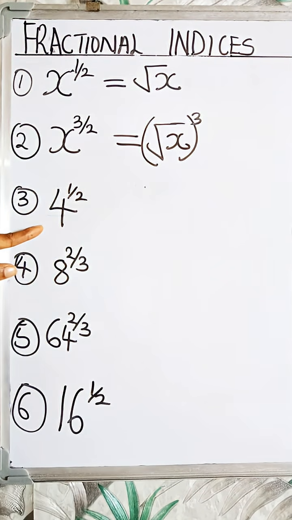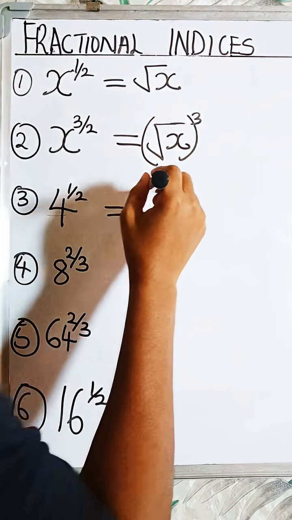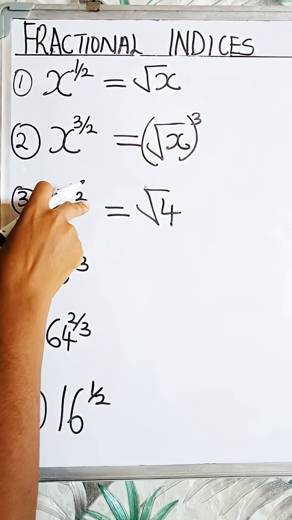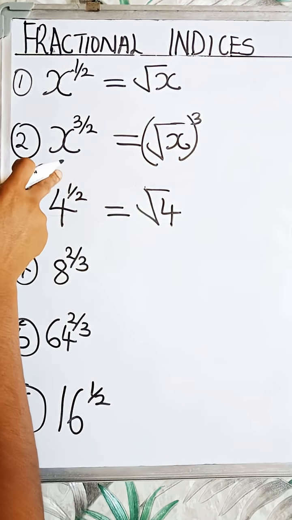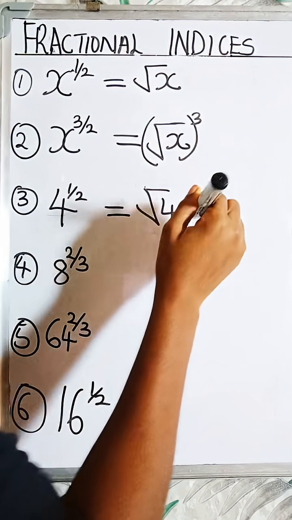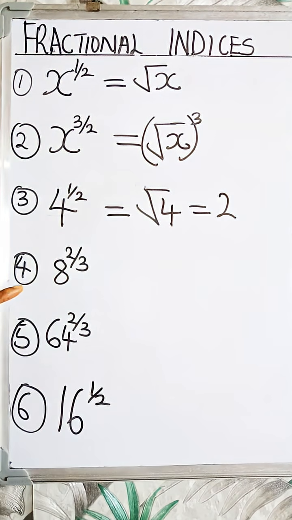Now let's look at the next question. 4 raised to power 1 over 2 is the same thing as the square root of 4. Remember, the denominator takes the root while the numerator takes the power. So we don't need to raise it to power 1. So root 4 is equal to 2. Now let's look at the next one.